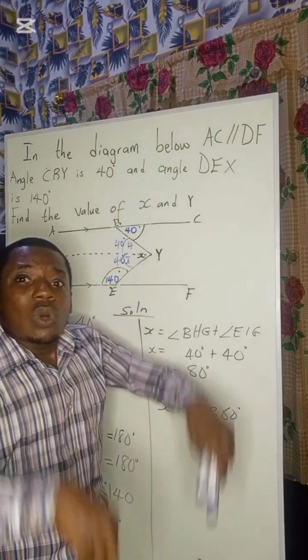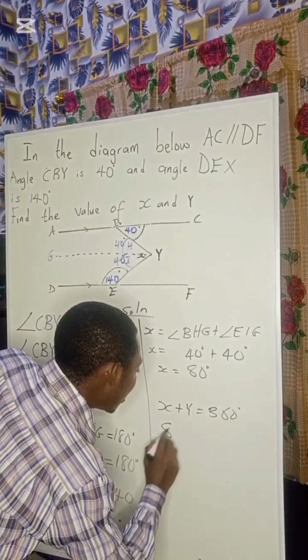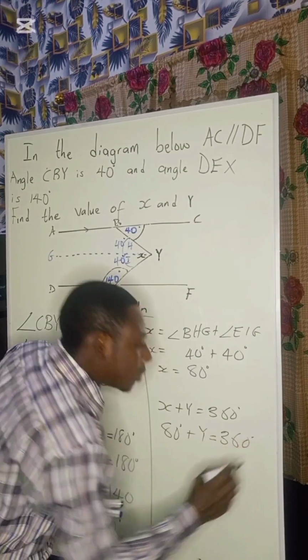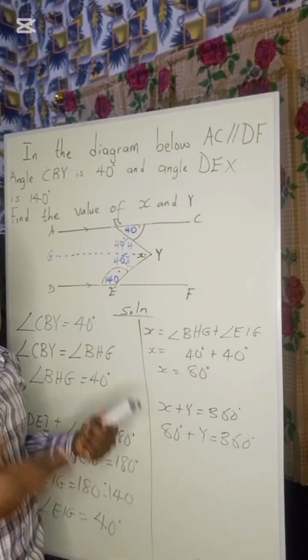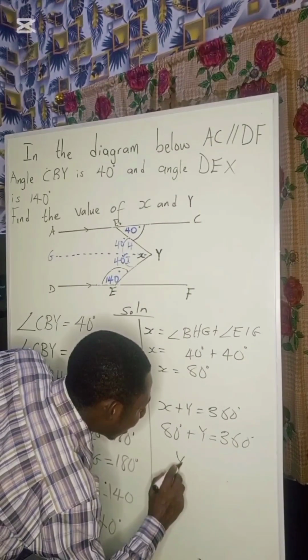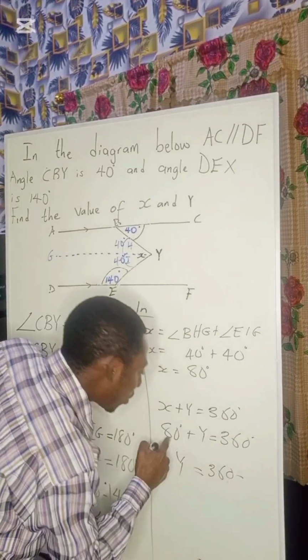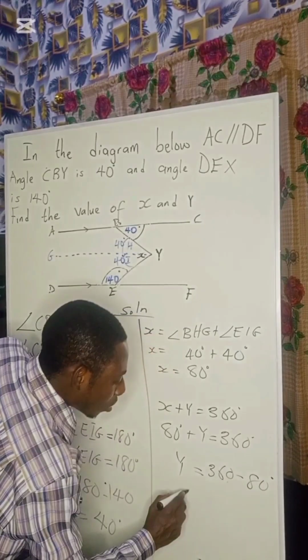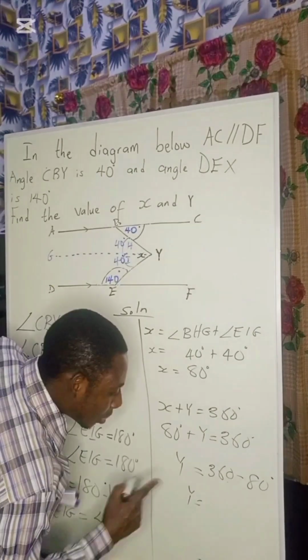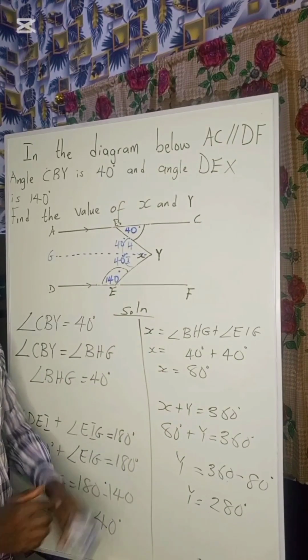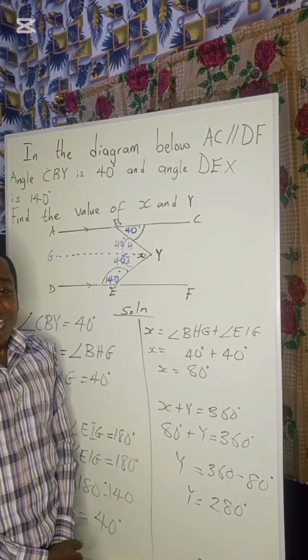We are fortunate we know our x. Our x is 80 degrees here, plus y equals 360 degrees. To find our y, we have to find the inverse of this. So y equals 360 degrees minus 80 degrees. So y equals 280 degrees, and that is the answer. Very simple. Have a nice day.